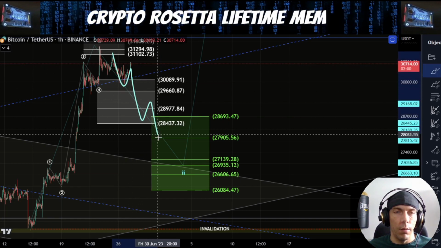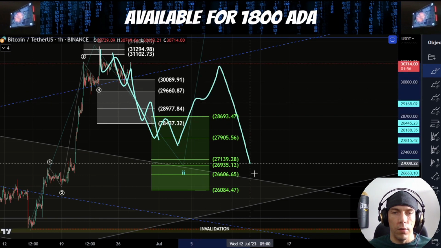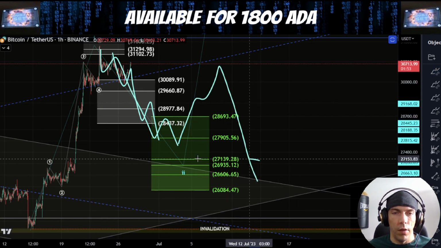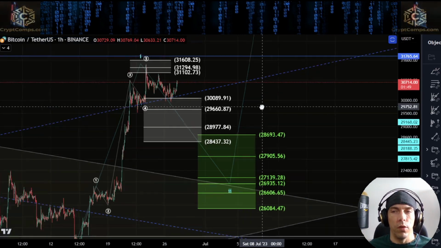If we start to develop that impulsive structure down, something like this, what this could actually mean is that we're going to see something like this where we get a retest back into this channel line here and we see price get gravitated down towards these levels.